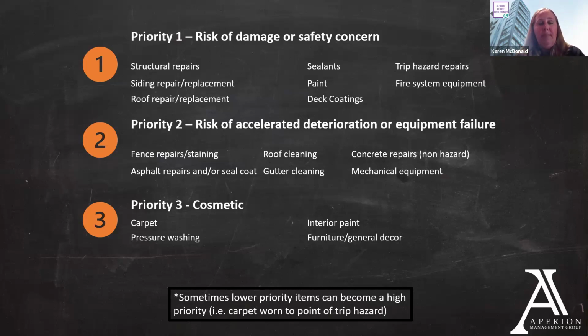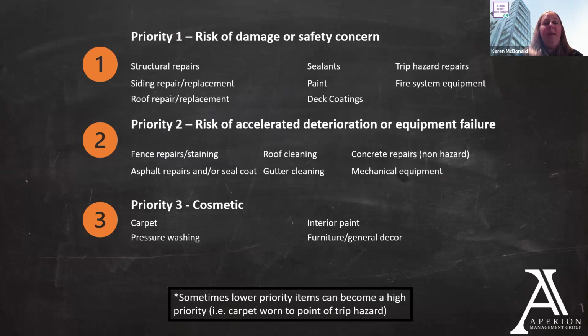Priority three are cosmetic things. So carpet, pressure washing things, interior paint, just general decor if you have a clubhouse, furniture, things like that. But it's important to keep in mind that something that might be priority three, like cosmetic, carpet, for example, or any other flooring, it may actually end up being a high priority if it isn't addressed eventually.